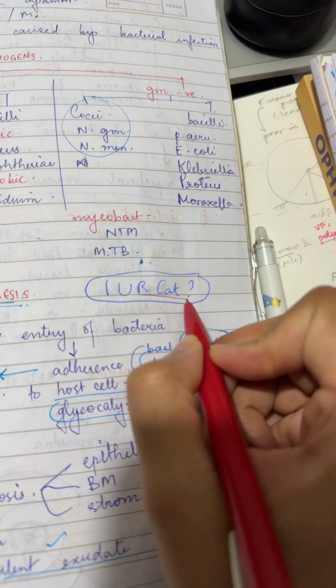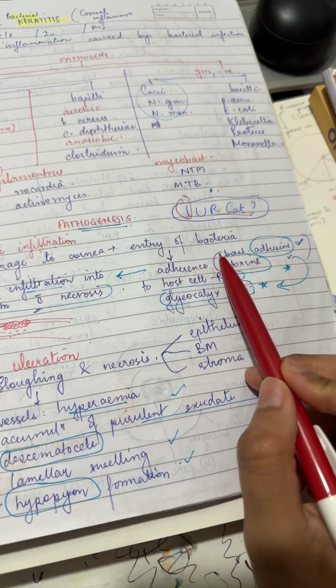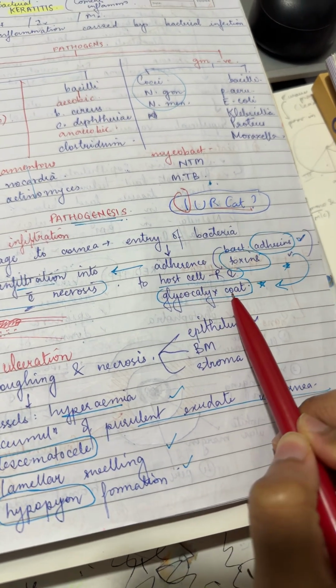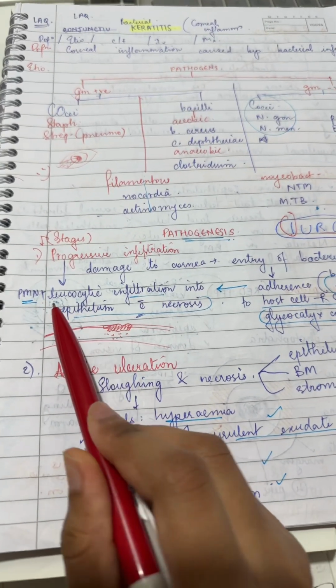Bacterial keratitis has some stages in the pathogenesis. Because there is progressive infiltration. Bacteria enters and with its adhesins and toxins it will adhere to the host cell receptors and the glycocalyx coat, which will attract your PMNs to your epithelium. There will be inflammation and necrosis.